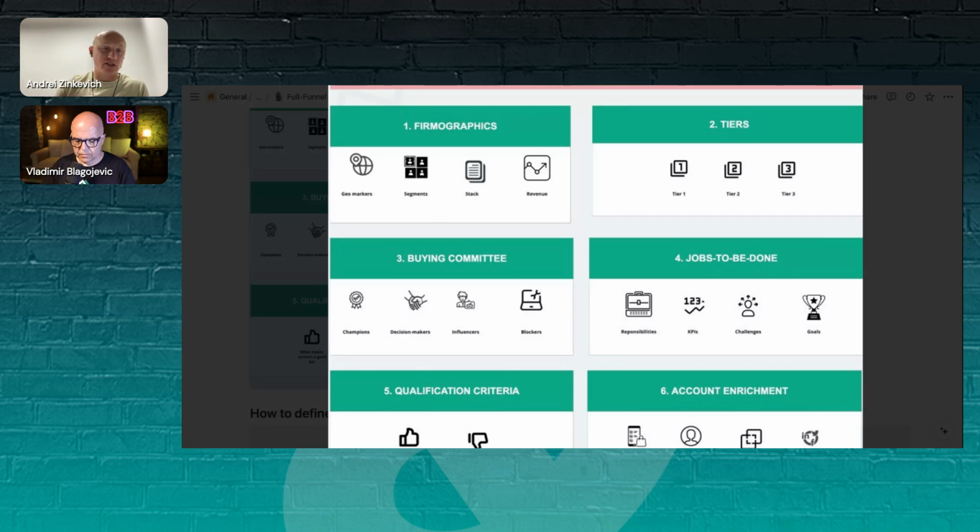Because ultimately, when the champion is presenting your solution to their bosses, the first question they would hear anyhow is how this is helping me to hit my targets, right? So that's the most important thing. The key stakeholder, the budget holder, wants to see that the investment would help him or her to hit their own targets. That's why you need to align with this.